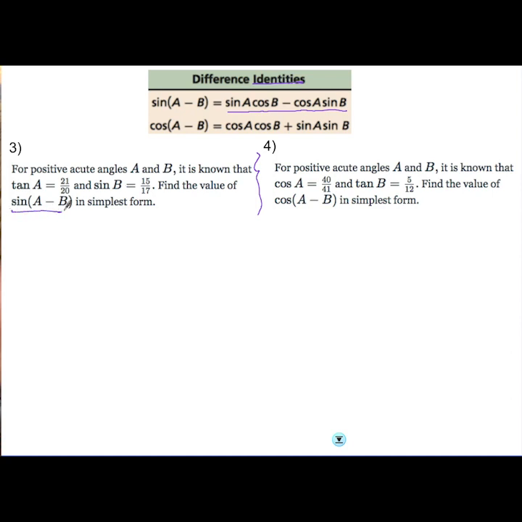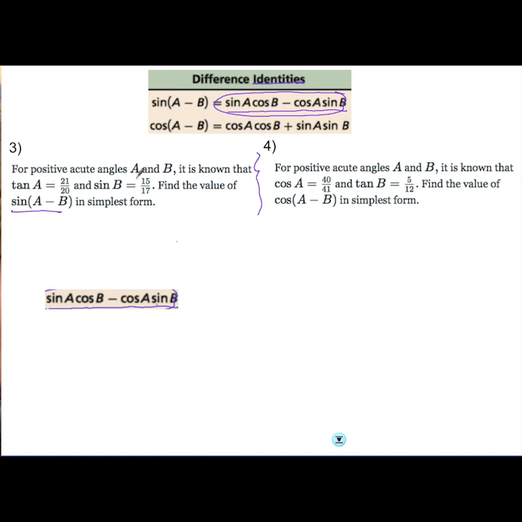So if we want to find the sine of a minus b, we are going to use this right here. Let me just copy this, paste it, and bring it down here. That's what we want to do. But before we can do that, we don't have all the information we need. That's where I draw these triangles here.